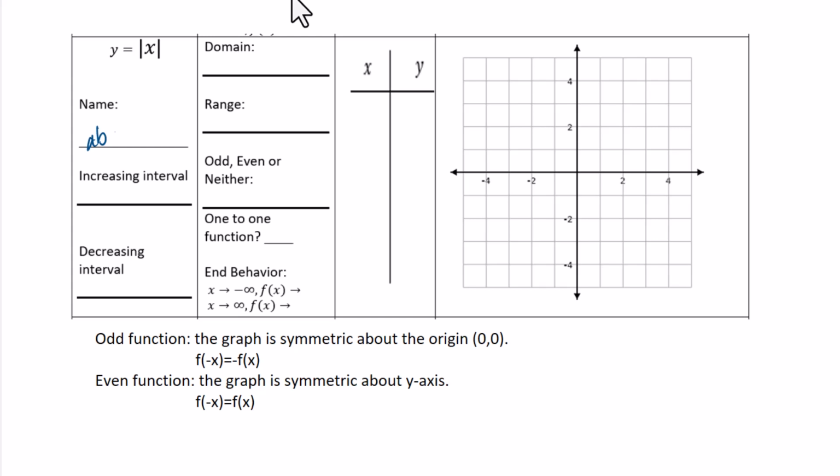Y equals absolute value of x. Absolute value function. Let's make a table. For x: 0, -1, -2, 1, 2. For y: 2, 1, 0, 1, 2. The points are (0, 0), (1, 1), (2, 2), (-1, 1), (-2, 2). Then connect the points. Domain is all real numbers.